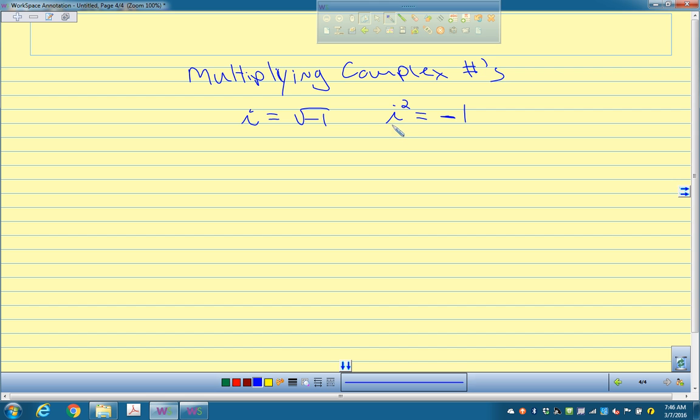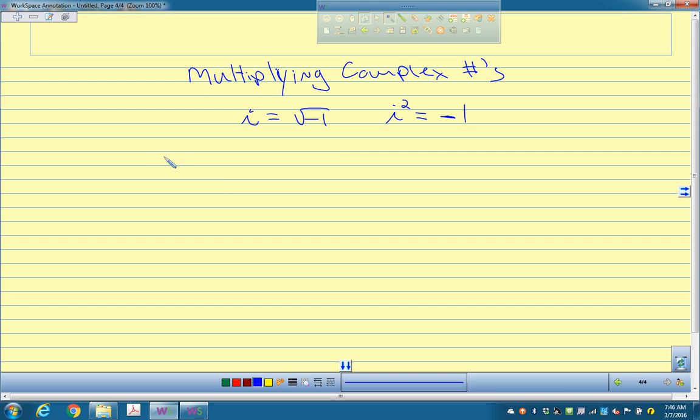i squared is a real number, but i is an imaginary. We're not going to go into i cubed and i to the fourth power, i to the fifth power here. I think you'll see more in algebra 2. But just so long as you know that i is the square root of -1, and i squared is -1.